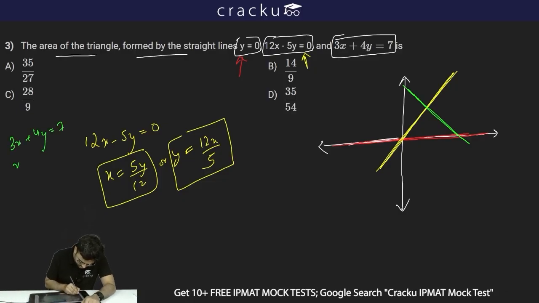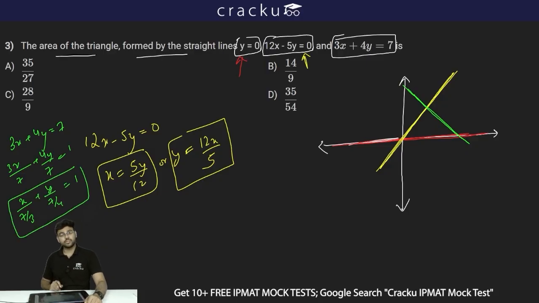Because 3x plus 4y is equal to 7, I can write 3x by 7 plus 4y by 7 is equal to 1, or x upon 7 by 3 plus y upon 7 by 4 is equal to 1. So this is the intercept form of a line. So this point will be 0 comma 7 by 4, and this point will be 7 by 3 comma 0. Also this point will be 0 comma 0.